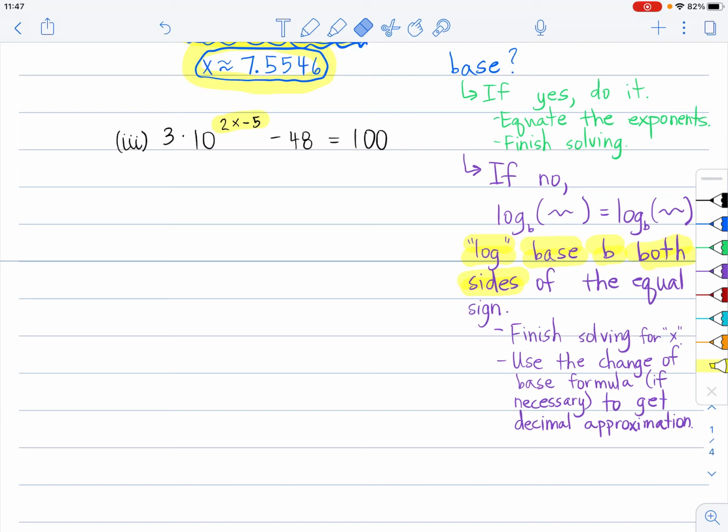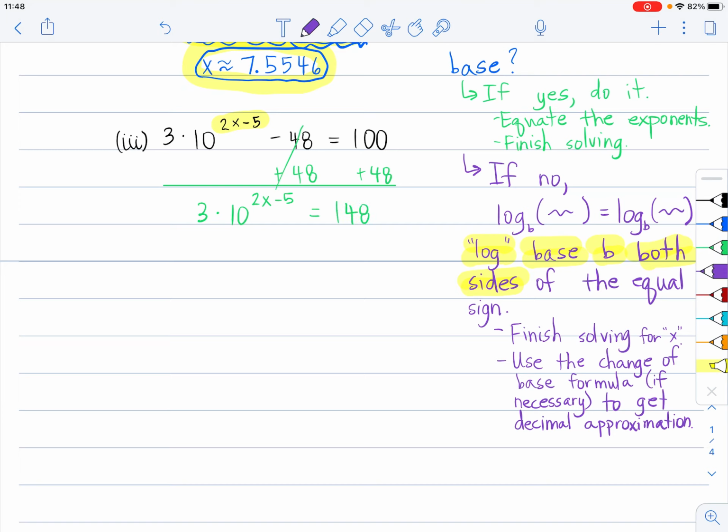Okay, and if we only have one guy with x in his exponent, we get the guy with x in his exponent all by himself. And so my first step in making that happen here is to plus 48, plus 48. That gives me 3 times 10 to the 2x minus 5 is equal to 148.